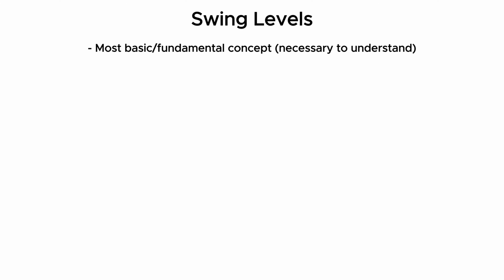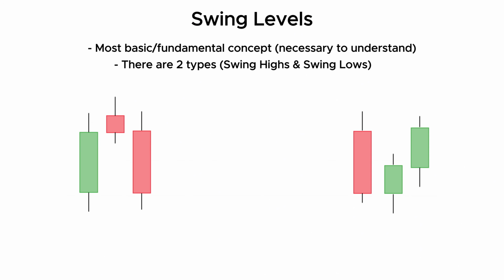They are the most basic trading concept we need to understand before getting into more complex ICT concepts. There are two types of swing levels: swing highs and swing lows. To identify swing levels, we need a sequence of multiple candles, usually 3 or more. In a swing high situation, the candle in the center has a lower high to the left and a lower high to the right. In a swing low, the candle in the center has a higher low to the left and a higher low to the right.